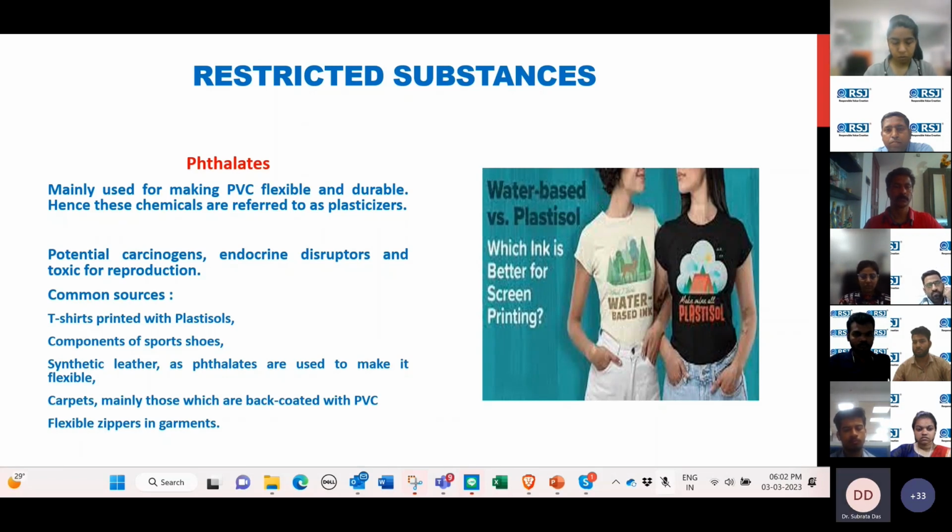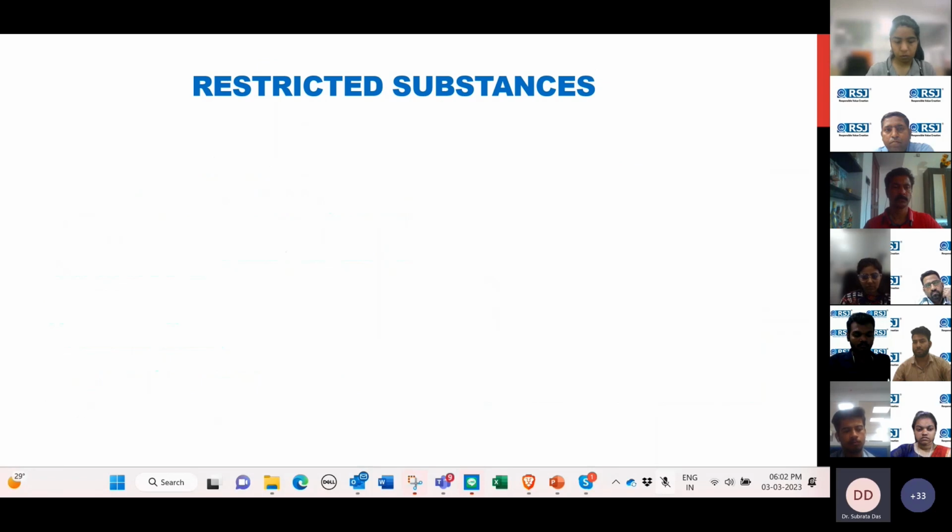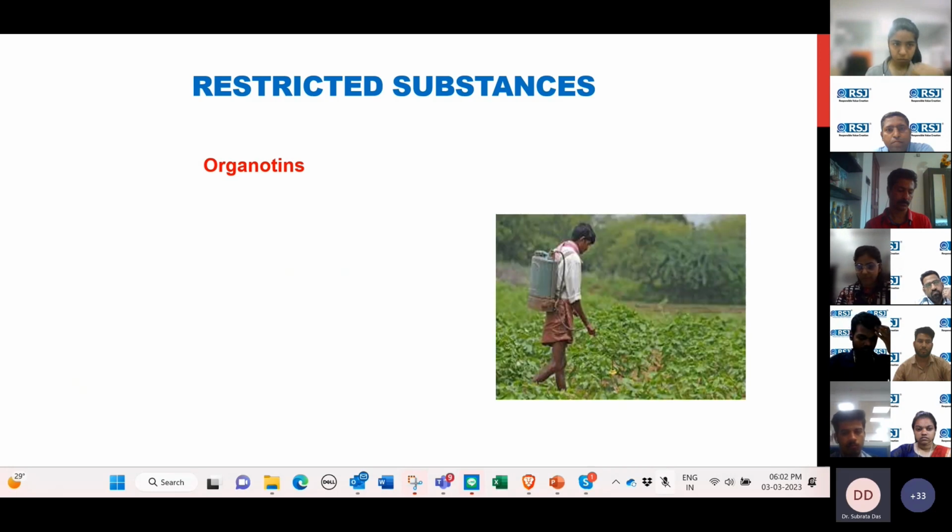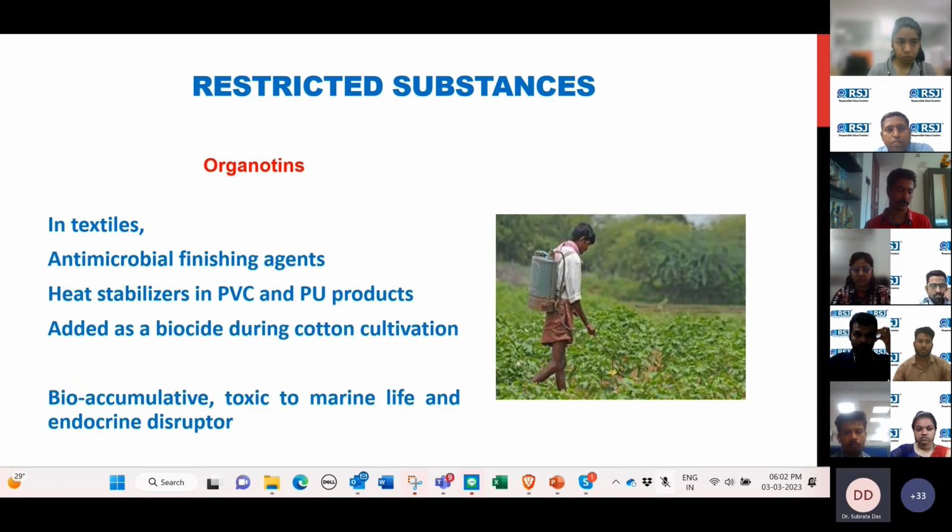That is the kind of replacement of the phthalates. Try to replace those kinds of things. It is essential because of human health and safety issues. That is very, very important. Now, the next important part of chemical safety is the organotin compounds.